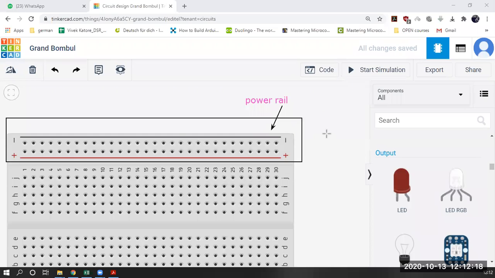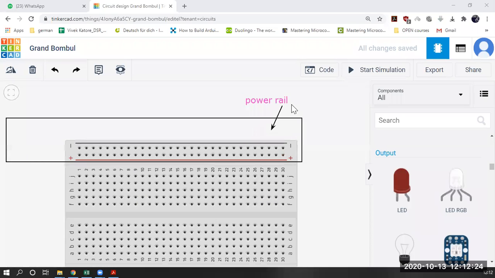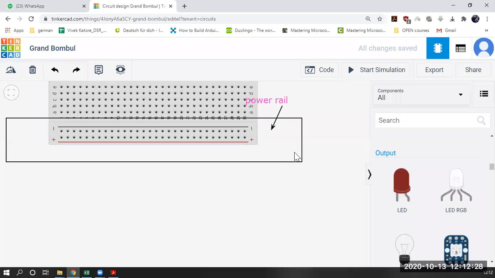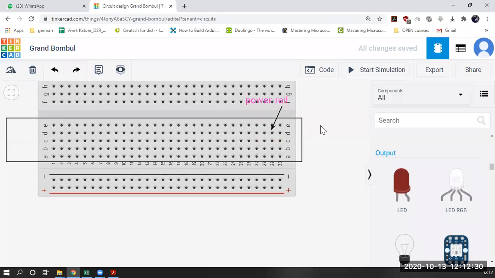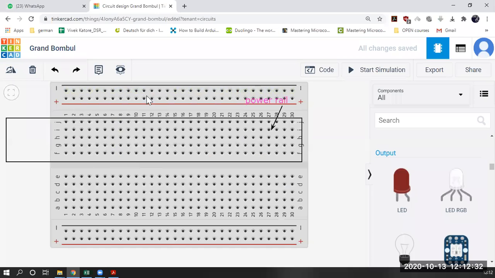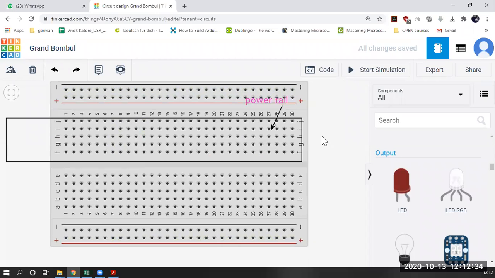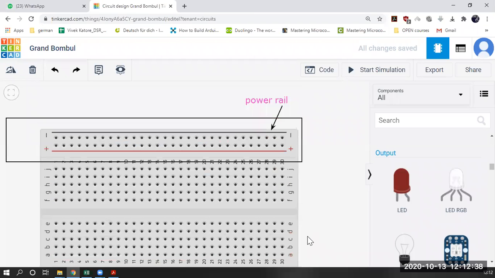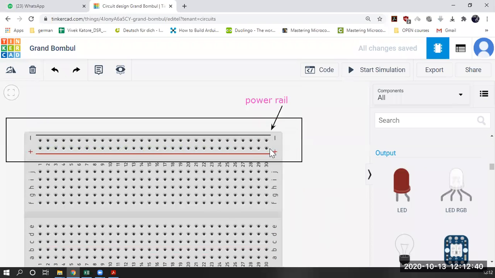This part, okay, and this is actually present on both sides. If you see, it is actually present here also, right? So a breadboard has it on both sides, okay? Right? So I hope you got it. Take a screenshot or note it down that this side is called the power rail.